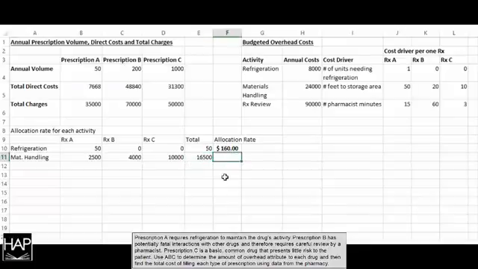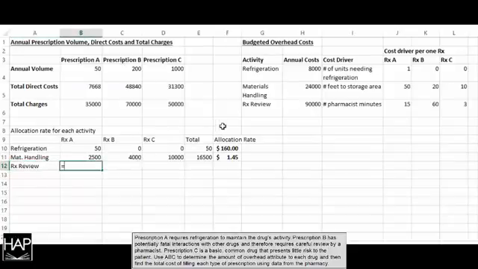So the allocation rate, per foot traveled to the storage area, is equal to the total annual costs divided by the total annual number of feet traveled for all prescriptions. So that's $1.45 per foot.